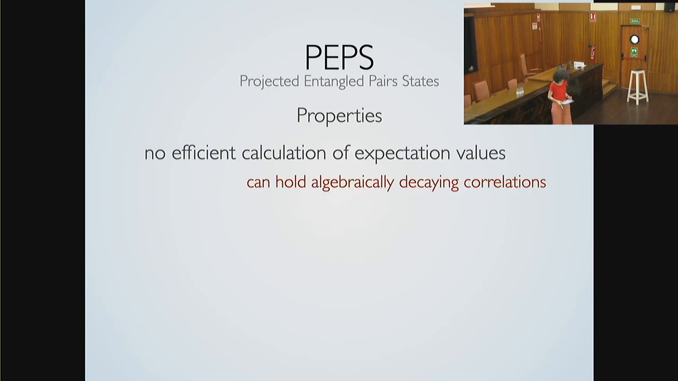So PEPS have some properties that are similar to the MPS, but some that are very different. For instance, we cannot compute expectation values efficiently, but they support many more correlations than matrix product states. And again, we know of very small PEPS with very small bond dimensions that can support algebraically decaying correlations, so really critical correlations. Not all states with critical correlations have this property, but some have this. At the same time, even if we have small PEPS tensors, we don't have a recipe to prepare them.